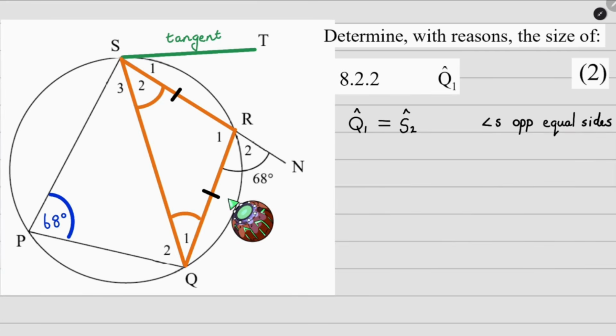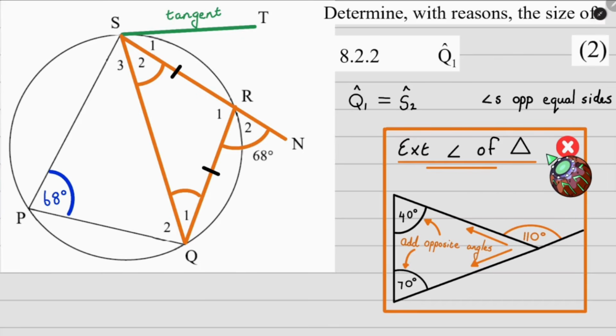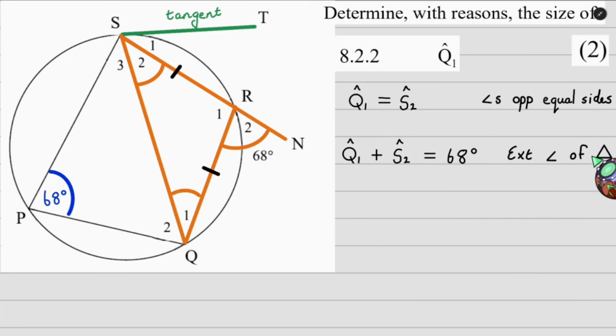And also with this orange triangle, we have the exterior angle of the orange triangle. It's 68 degrees. So if I say Q1 plus S2, they're both going to equal 68 degrees when I add them together because of this theorem: exterior angles of triangle. So I add together the opposite interior angles and they give me this exterior angle over here. So applied to our scenario, if I say S2 plus Q1, it's going to equal 68 for this reason. And then after I've written that up, we know that S2 is the same size as Q1. So I'm going to change this S2 to a Q1.